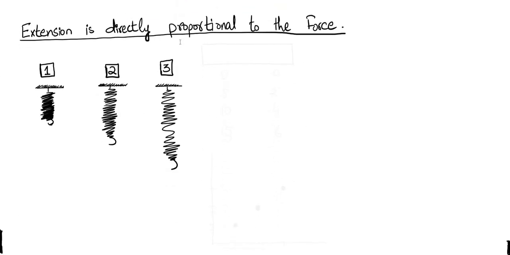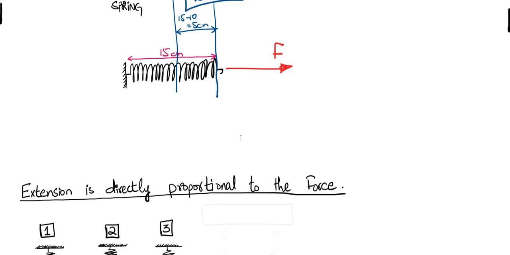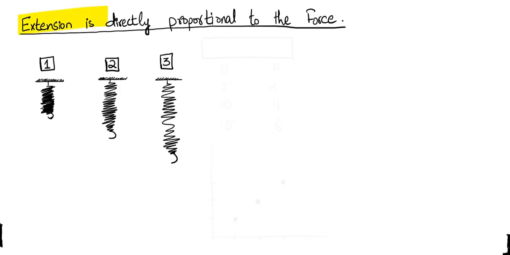अब force और इस extension का relationship क्या है? Mathematical relationship. So that is directly proportional. Extension is directly proportional to force. What does that mean? Directly proportional का मतलब क्या होता है? Directly proportional का मतलब तीन चीजें होती हैं, उसको हम अंडरस्टैंड कर सकते हैं.